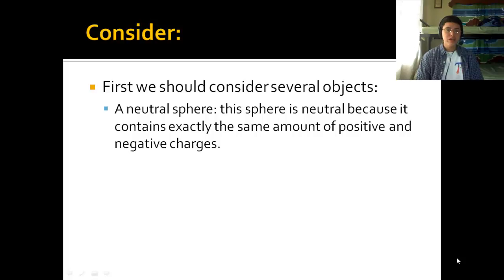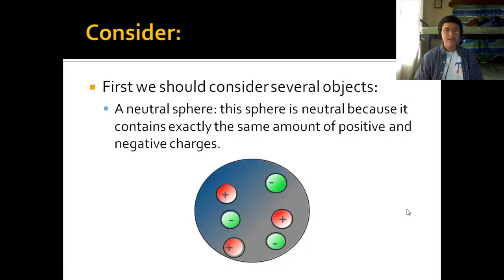But first, we should consider several objects. First, a neutral sphere. This sphere is neutral because it contains exactly the same amount of positive and negative charges, as seen here, where you have 3 positive charges and 3 negative charges.